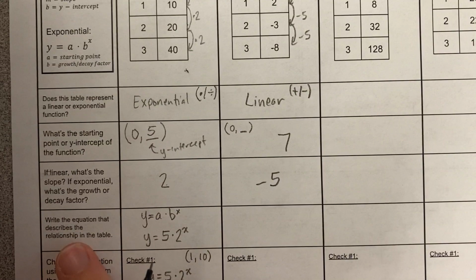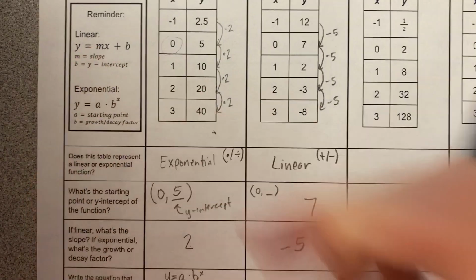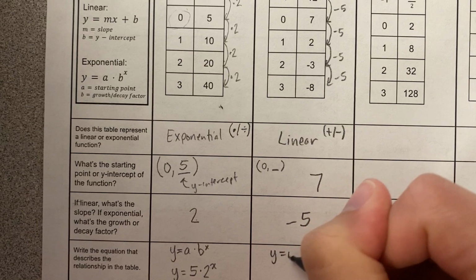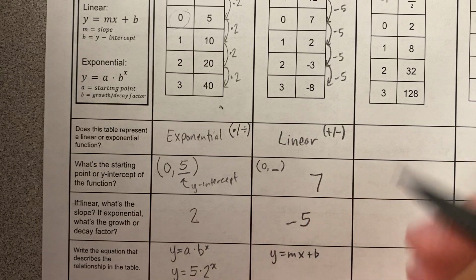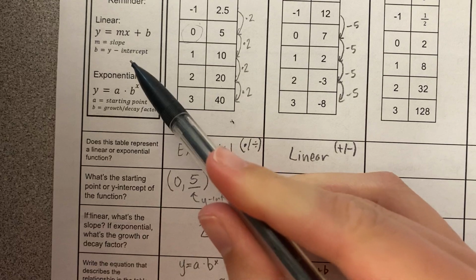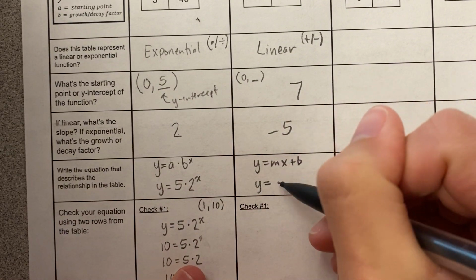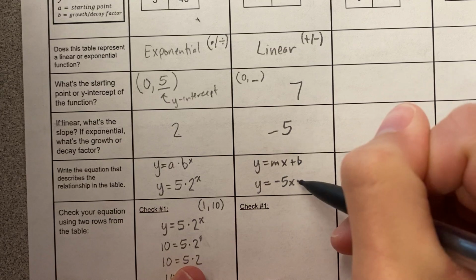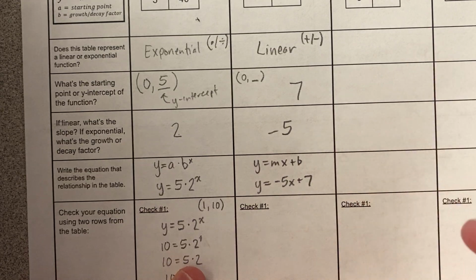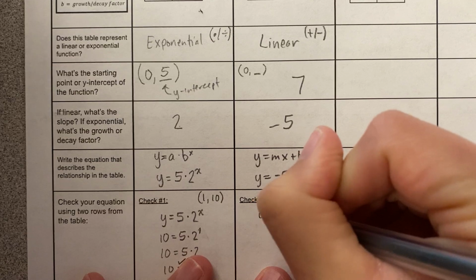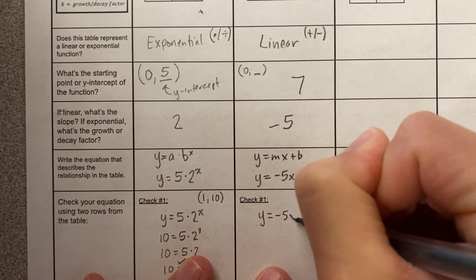Okay, and now we're writing the equation. Now, if I'm writing a linear equation, I use y equals mx plus b. And in the y equals mx plus b, the m is the slope and the b is the y-intercept, right? So that m is going to be negative 5 and the b is going to be 7. Okay, so there's my equation. And as always, I'm going to check my equation and make sure it's correct.